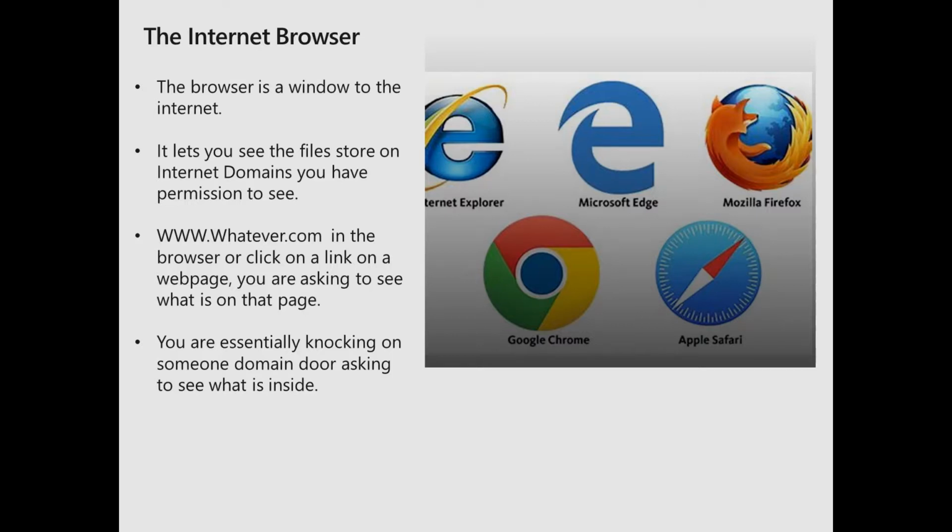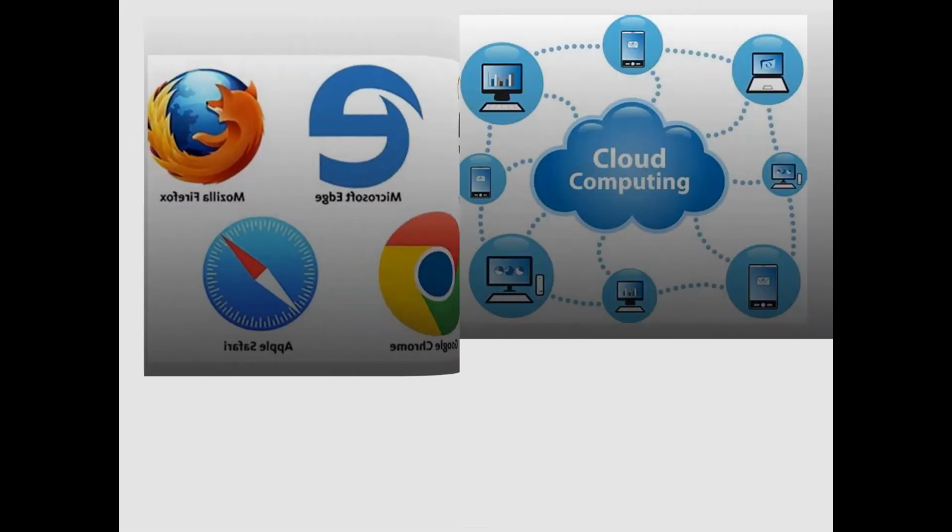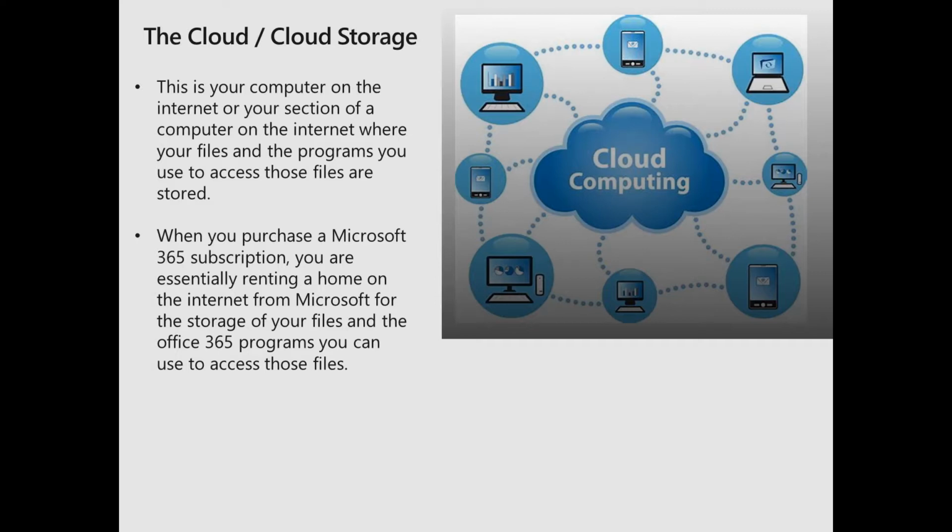When you type in www.whatever.com in the browser or click on a link on a web page, the browser tells the internet you want to see what's on that page. You're essentially knocking on someone's domain door, asking to see what's inside. If you are authorized by the owner of that domain, then you get to see through your browser what's on that page.